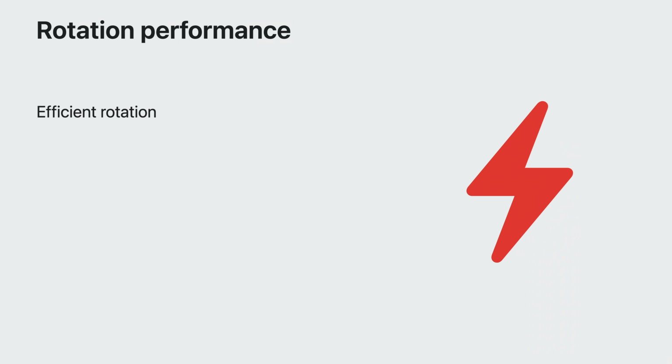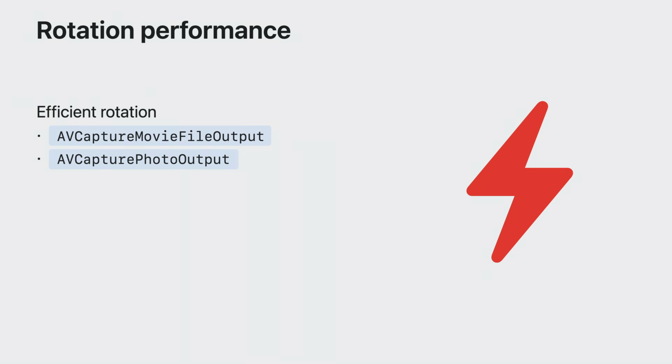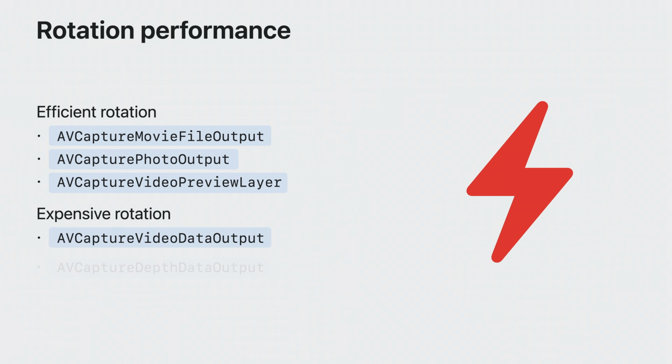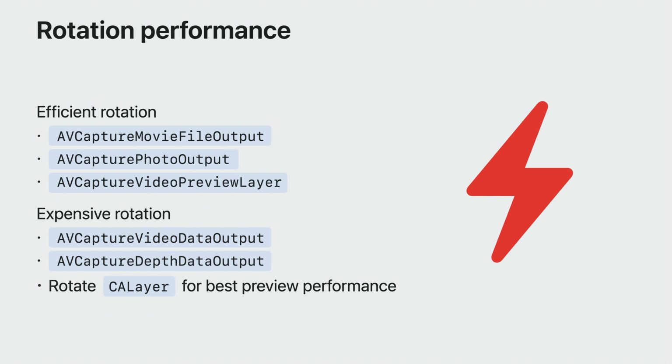Some outputs efficiently apply rotation without added overhead. For instance, a movie file output applies rotation using a QuickTime track matrix. The photo output handles orientation with EXIF tags, and the preview layer transforms its contents to perform rotations. However, your app may increase the device's power consumption if it has the video or depth data outputs perform rotation, because they use more memory and energy to rotate their buffers. Instead, your app can take a more efficient approach by rotating the CALayer that previews buffers from the video or depth outputs.